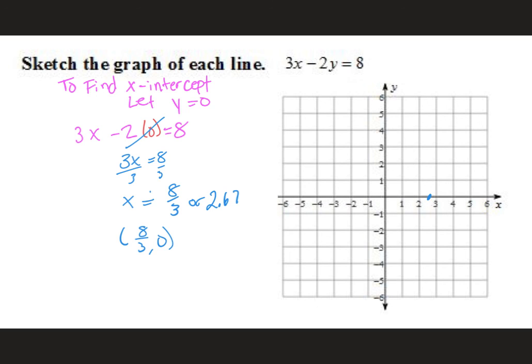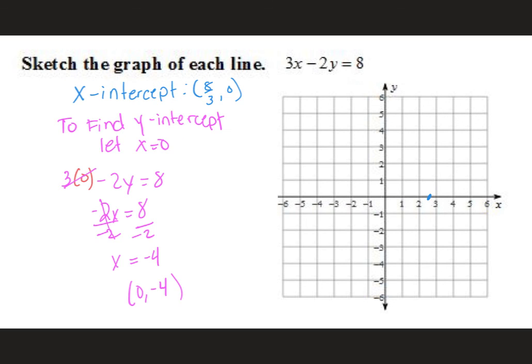Now we're going to do the same thing to find the y-intercept, but replace the letter x with 0. In this case, my y equals -4, so my y-intercept is (0, -4). So I can plot my point at (0, -4). And now with my x and y-intercept, I can connect the dots to sketch the graph of this linear function.